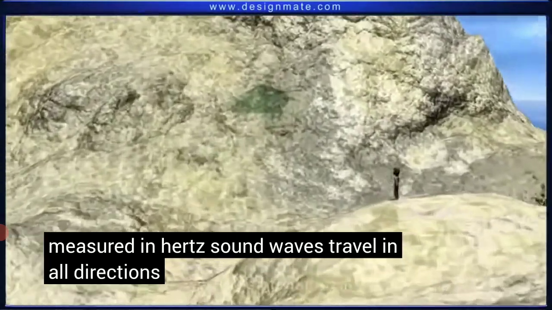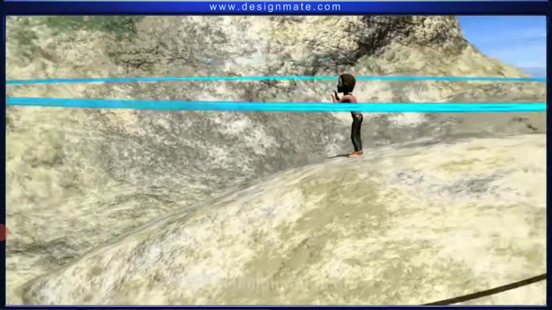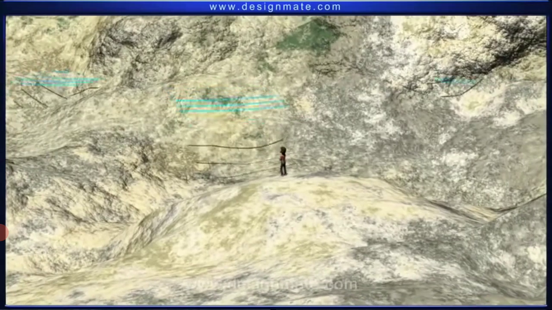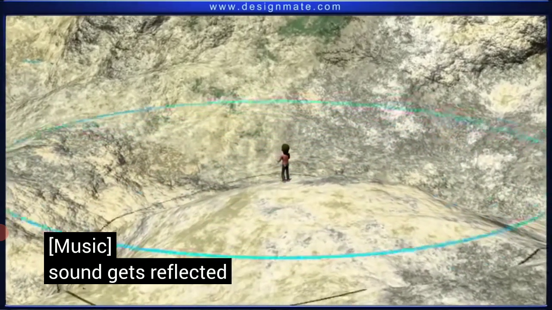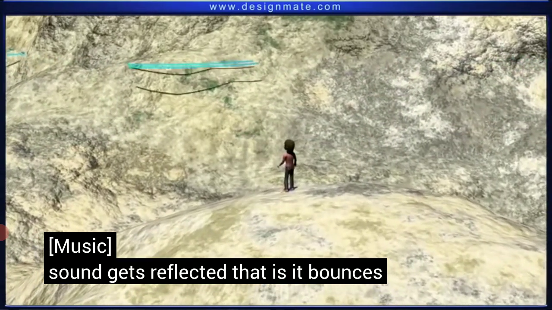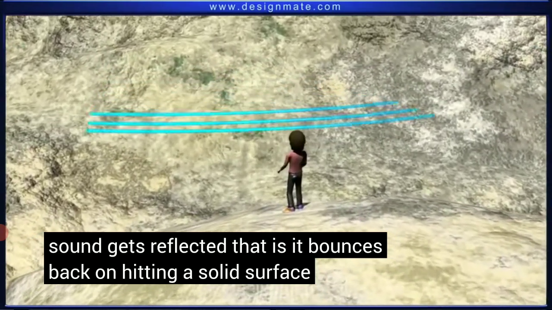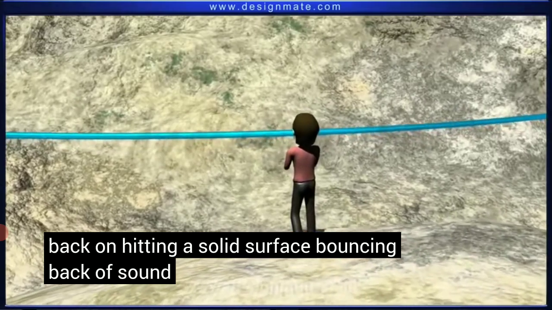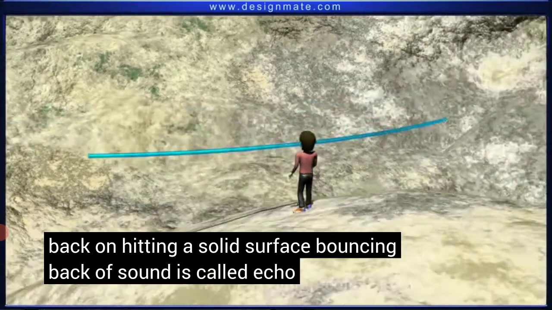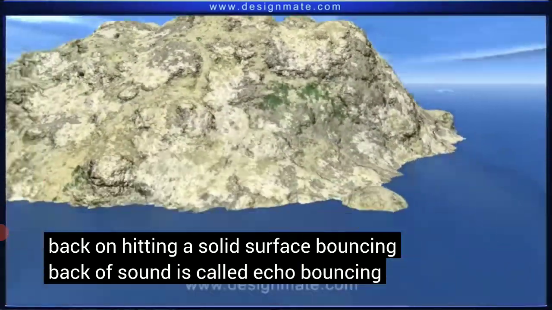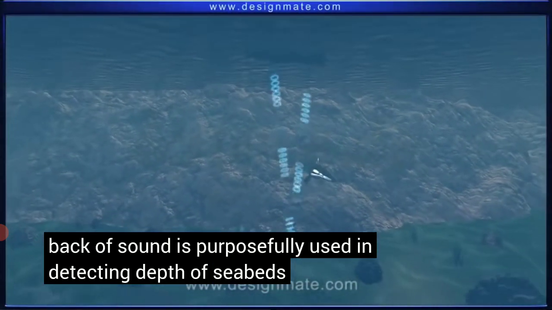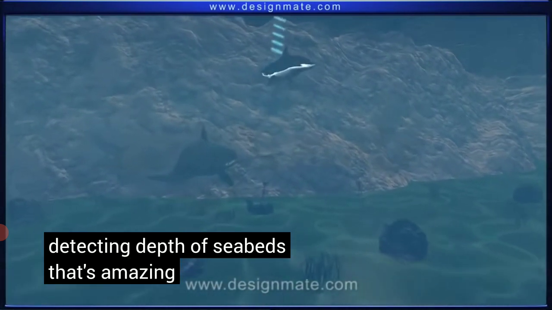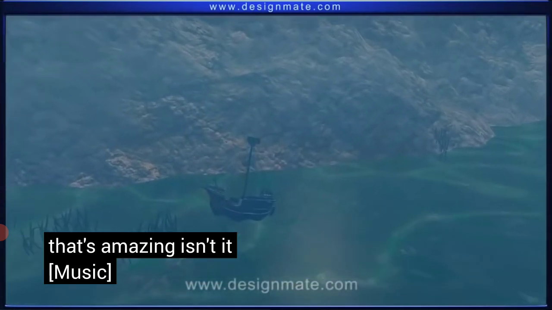Sound gets reflected, that is, it bounces back on hitting a solid surface. Bouncing back of sound is called echo. Bouncing back of sound is purposefully used in detecting the depth of the seabed. That's amazing, isn't it?